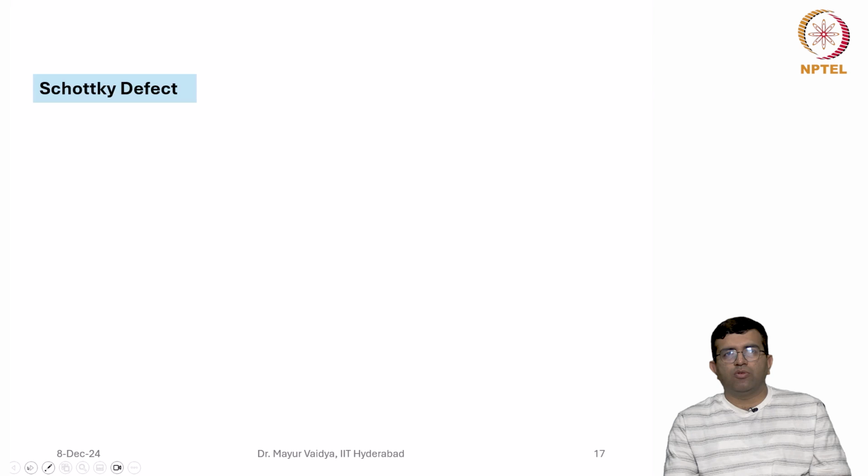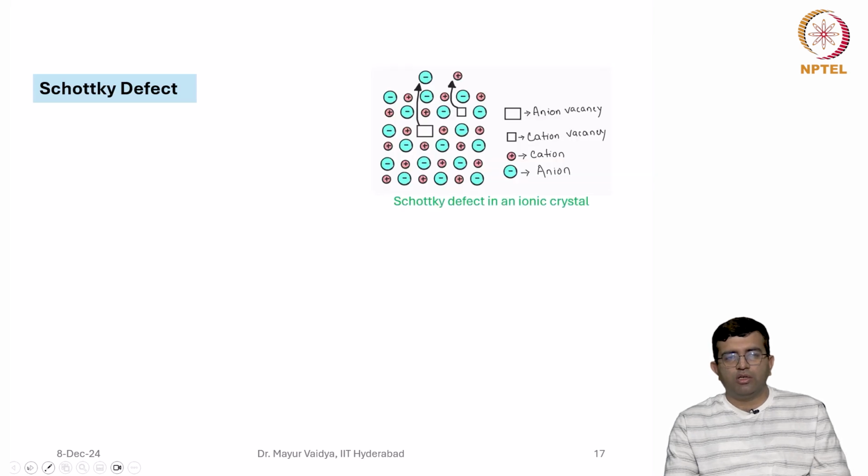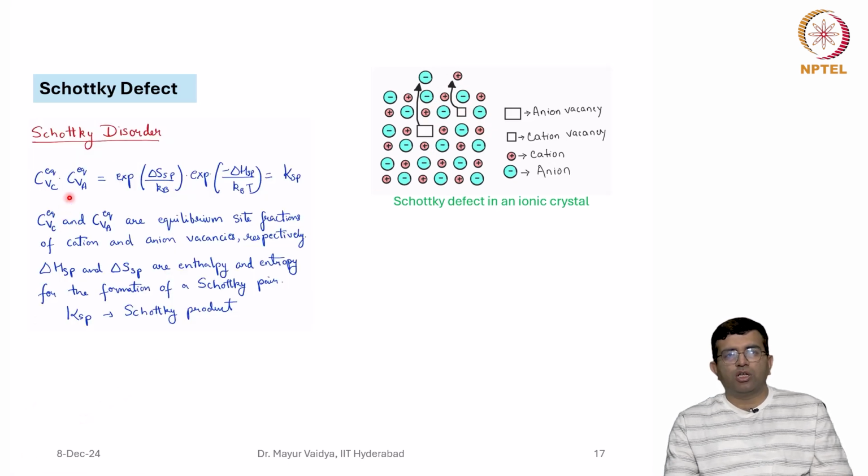One more important defect in ionic crystals, which is actually even more common than the Frenkel defect, is known as the Schottky defect. In the Schottky defect, there is a simultaneous absence of a cation and an anion. That means cation and anion vacancies are created together. For Schottky disorder, the concentration product for vacancies on the cation sublattice and on the anion sublattice can be expressed as exp(ΔSSP/kB) times exp(−ΔHSP/kBT). Here KSP refers to the Schottky product, and these are the equilibrium concentrations.